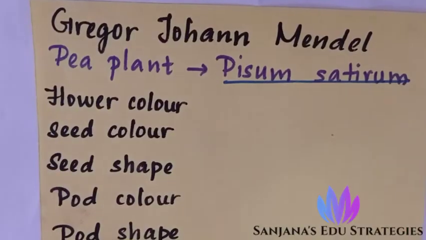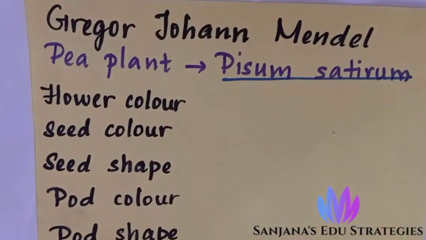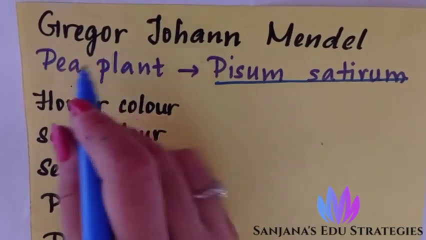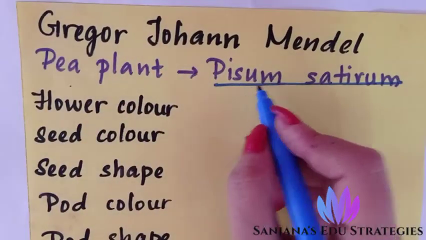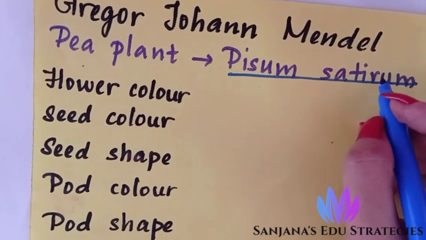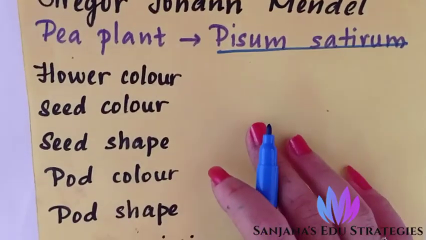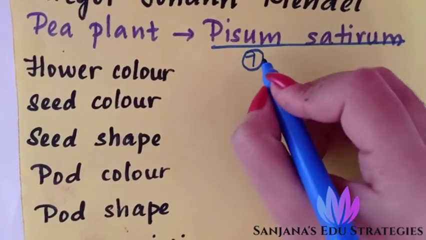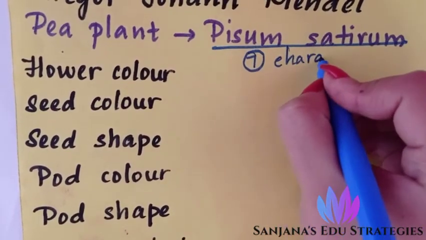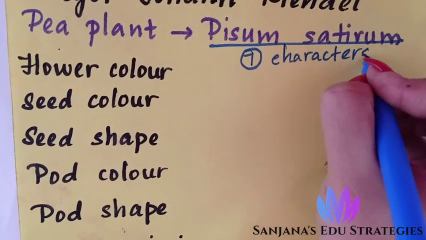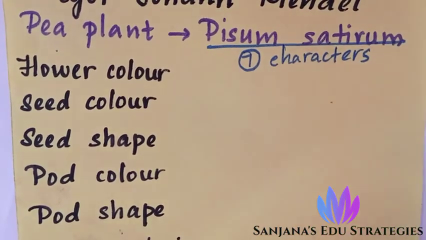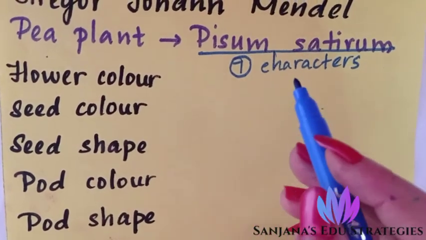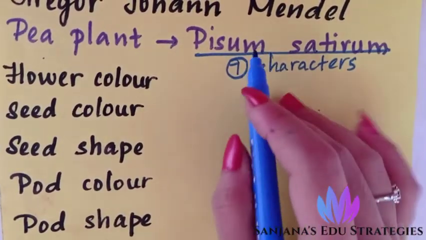Now next, Johann Mendel, known as the father of genetics. He made some experiments using the pea plant, Pisum sativum, which is the scientific name of the pea plant. He understood that 7 different characters are present in the pea plant. Each character has different traits. I told you already, dominant trait and recessive trait. So 7 characters he found.